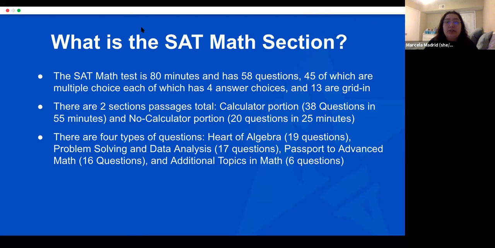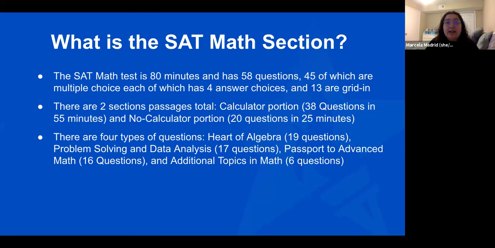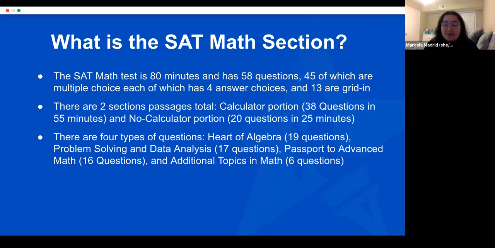The SAT math section, as we talked about before, is 80 minutes and has 58 questions, 45 of which are multiple choice with 4 answer choices, and 13 are grid-in, meaning you have to put in your answer. There are 2 sections total: the calculator portion, which is 38 questions in 55 minutes, and the no calculator portion, which is 20 questions in 25 minutes.